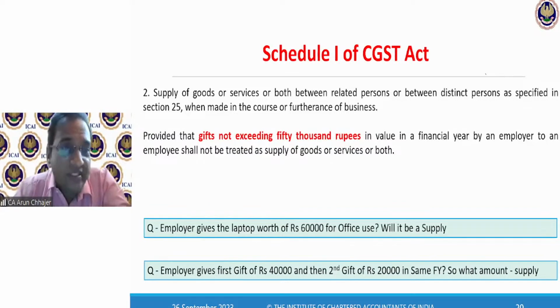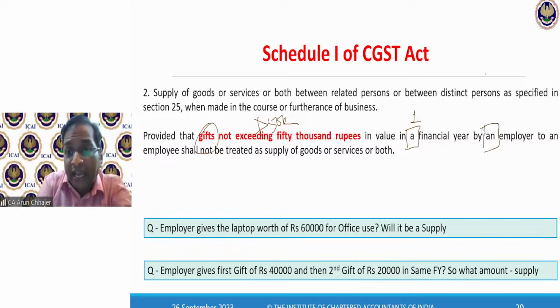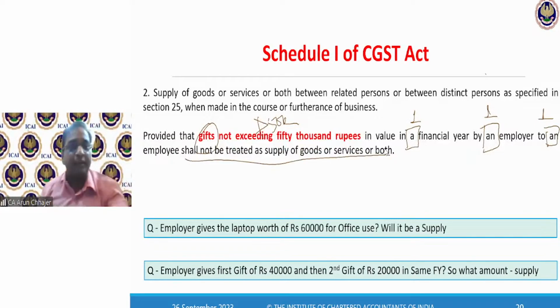Now the proviso says that gift not exceeding 50,000, gift not exceeding 50,000 in a financial year, one financial year, by an employer, one employer, to an employee, means one employee, shall not be treated as supply of goods or services or both.